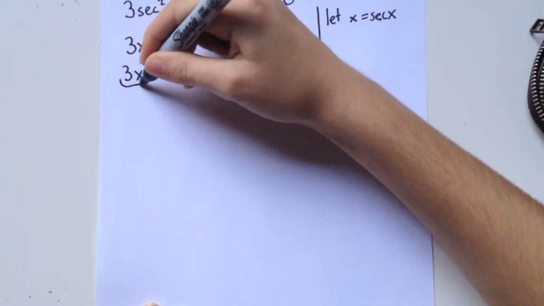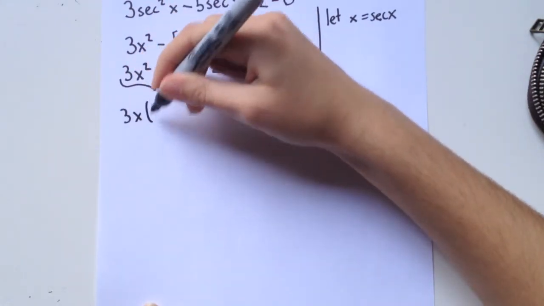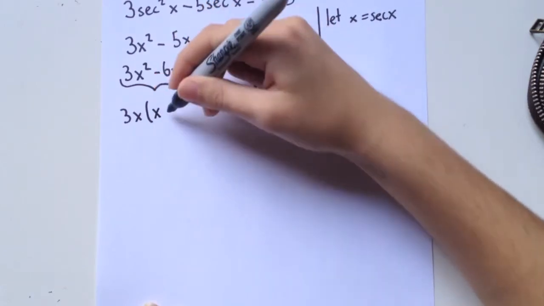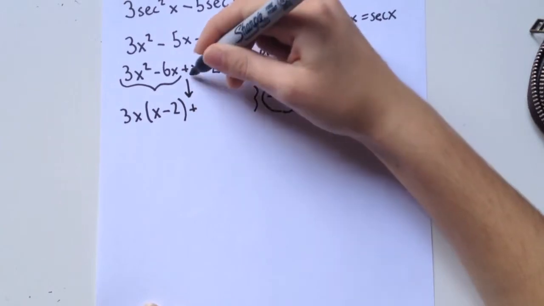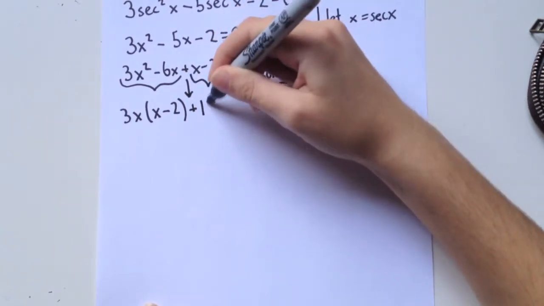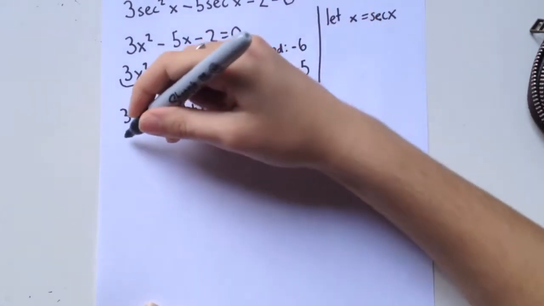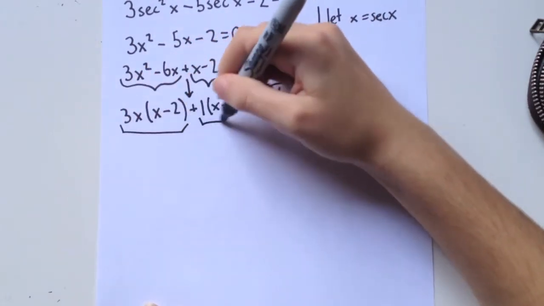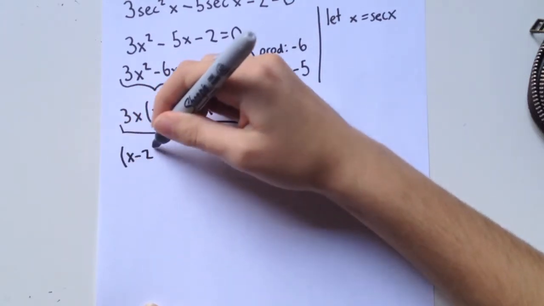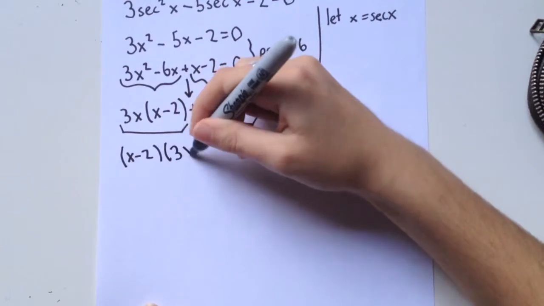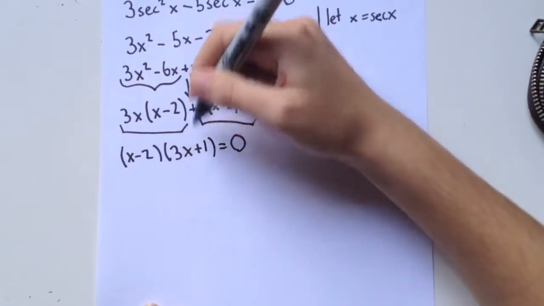To start off with, we'll focus on this part of the equation, factoring out 3x, giving us in the brackets x minus 2, close bracket. We'll transfer down the plus sign, and we'll focus on this part, factoring out 1, giving us in brackets x minus 2 equals 0. So the first one of our brackets is going to be x minus 2, close bracket. The other one will be 3x plus 1 equals 0, as that is what was left over.